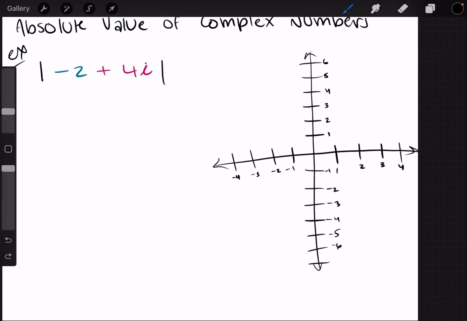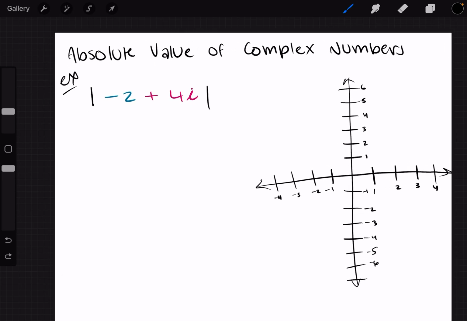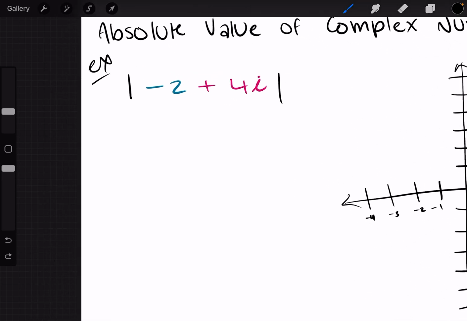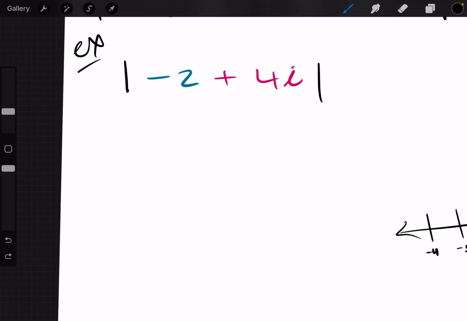Over here is a graph that we will be using later on, well, actually very soon. But let's take a look at -2 plus 4i. Also, I do want to mention that I am a little sick, so if I cough or anything like that happens, I apologize in advance.